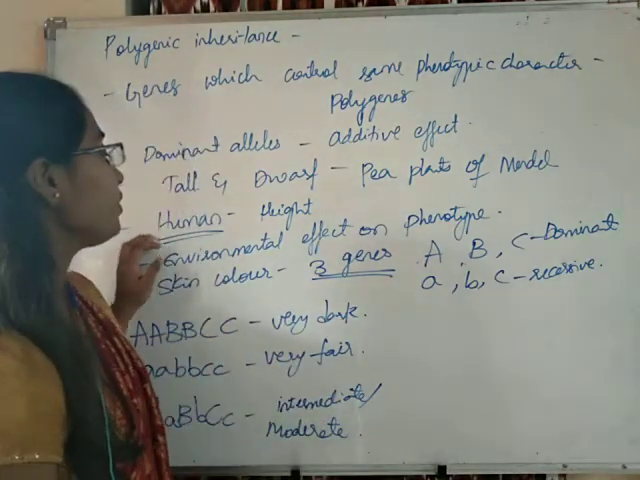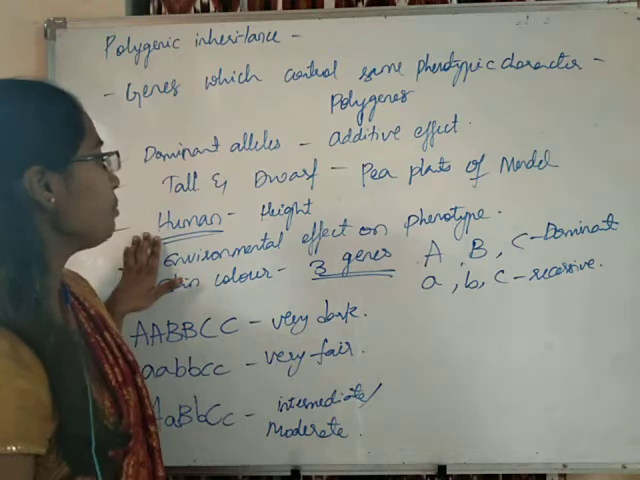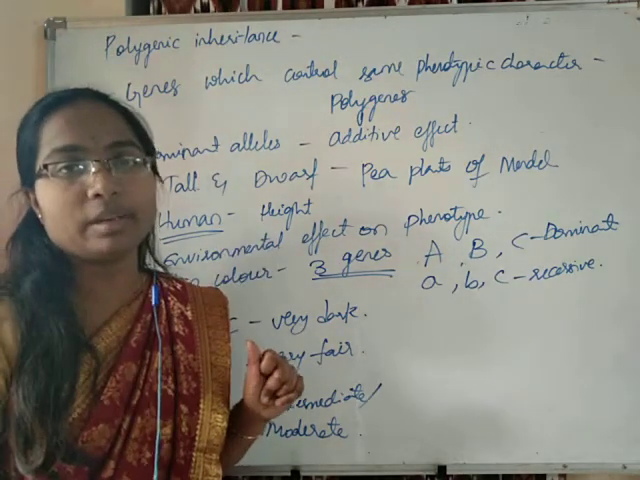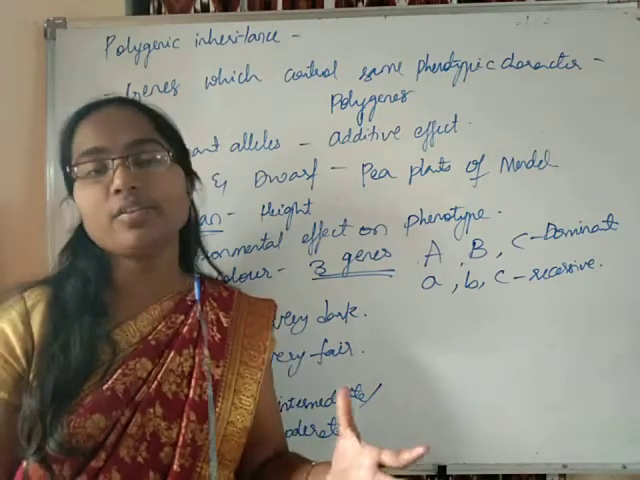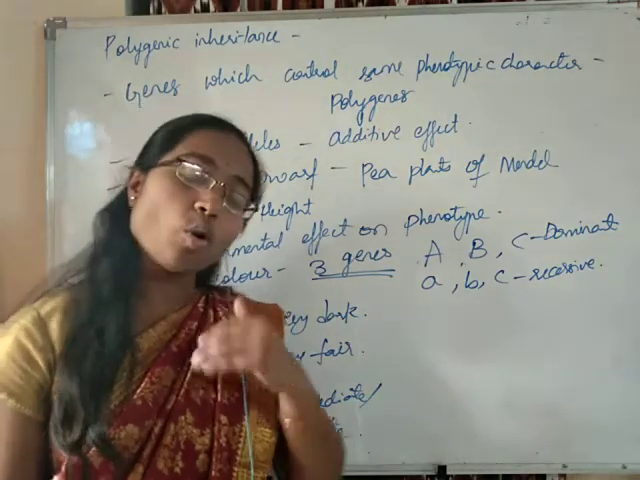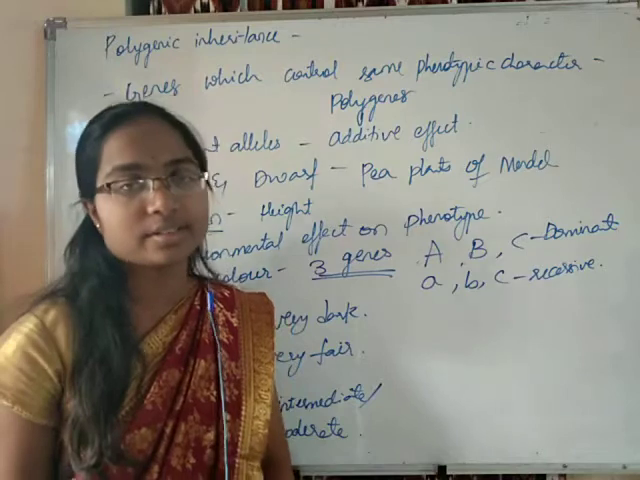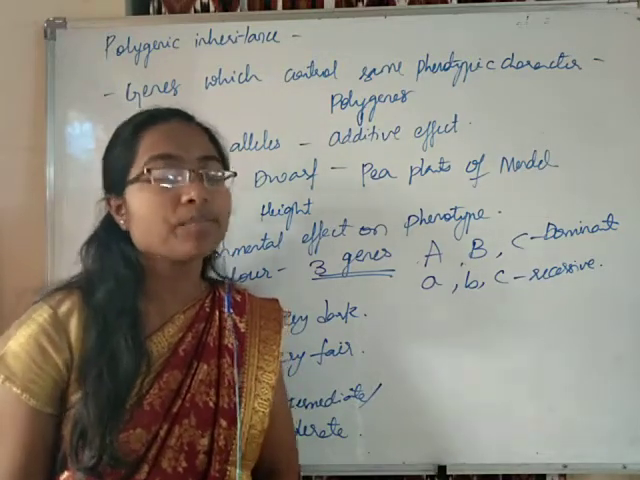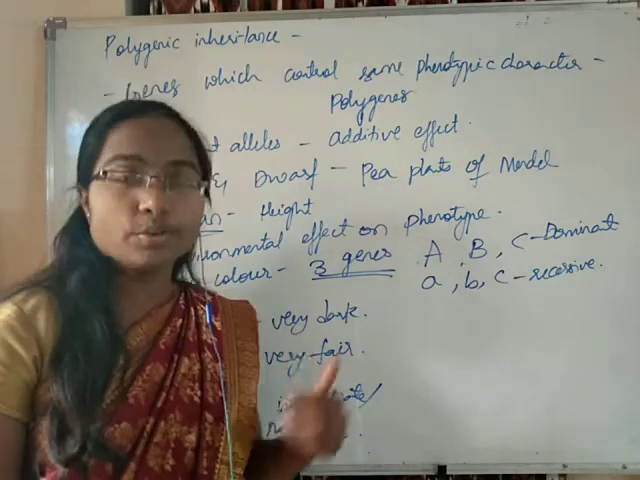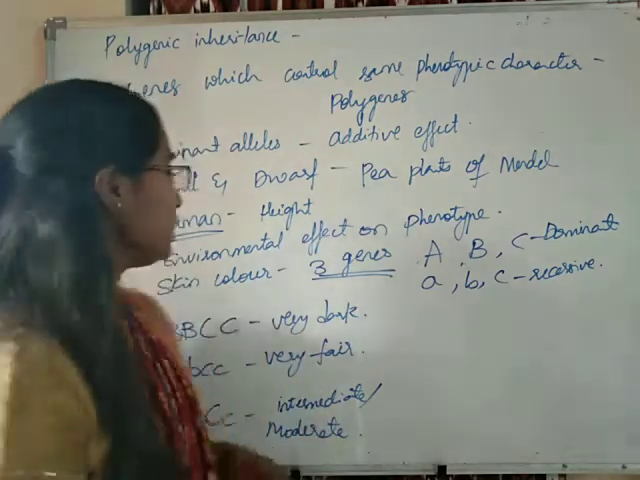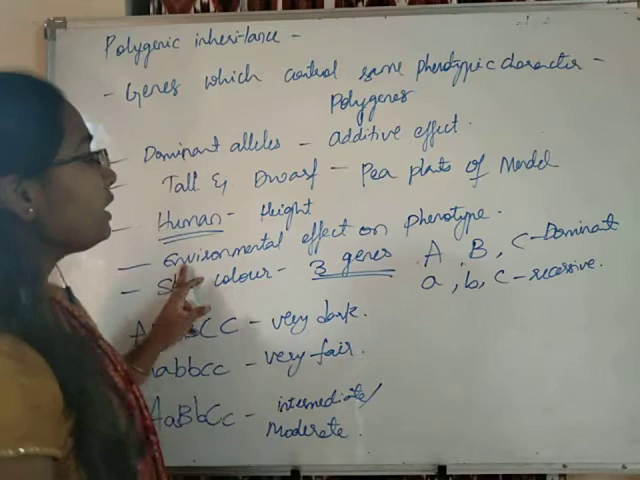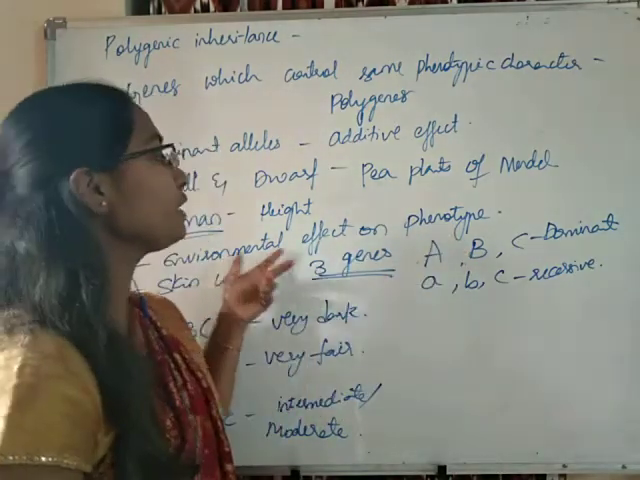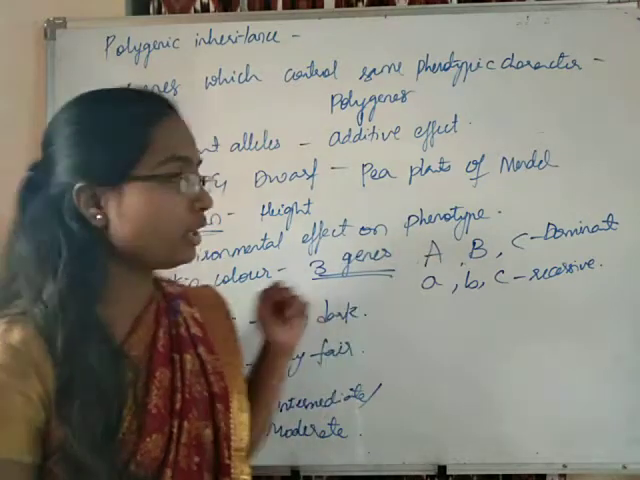If we take human beings as an example, very many different heights are possible, in all possible ranges. That is an example of polygenic inheritance, which is due to the cumulative effect of different polygenes. And the environment also shows its effect on the expression of the phenotype.